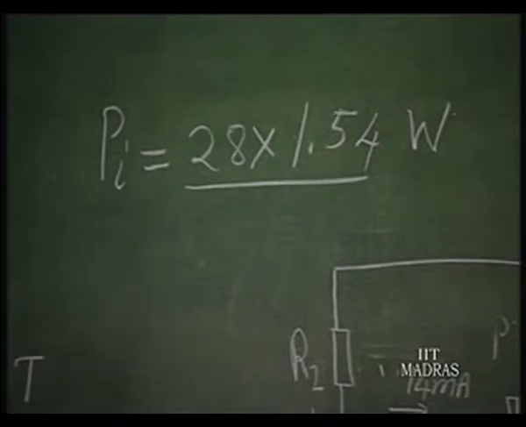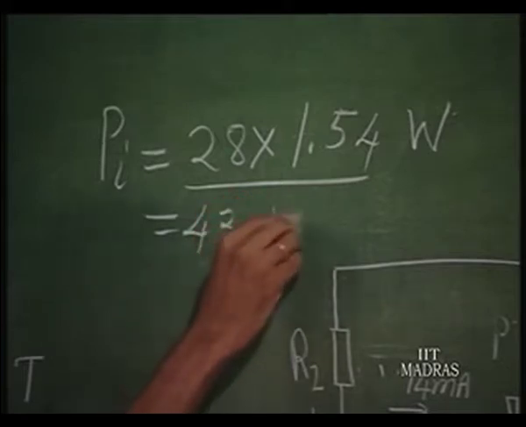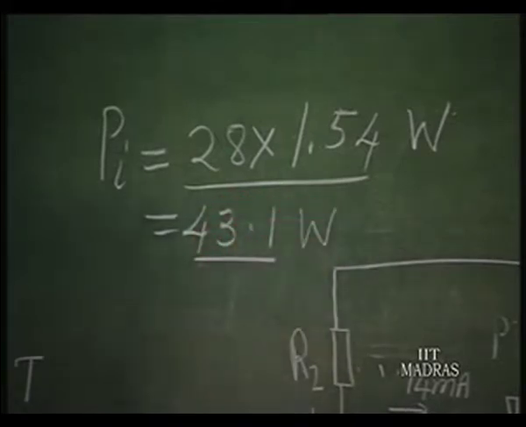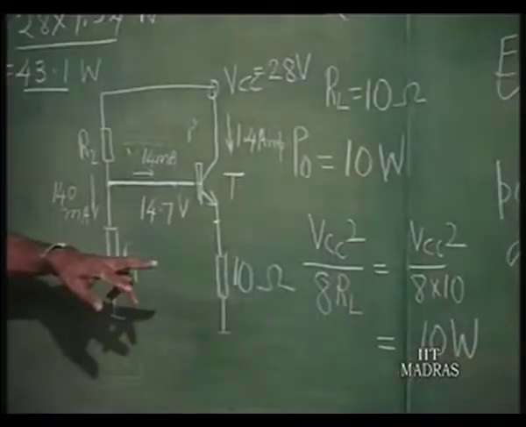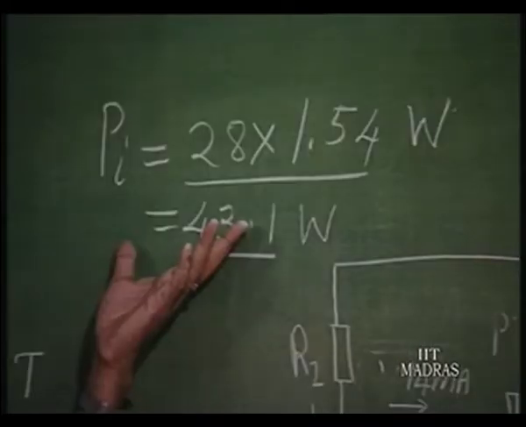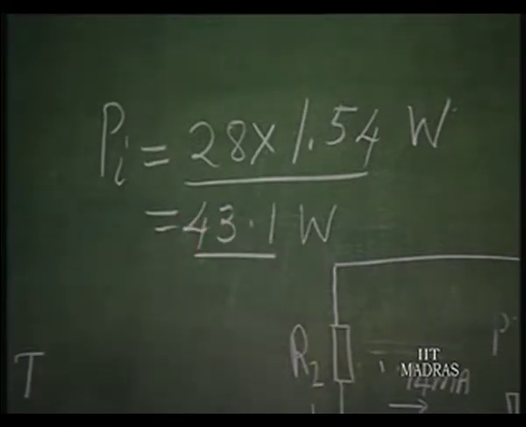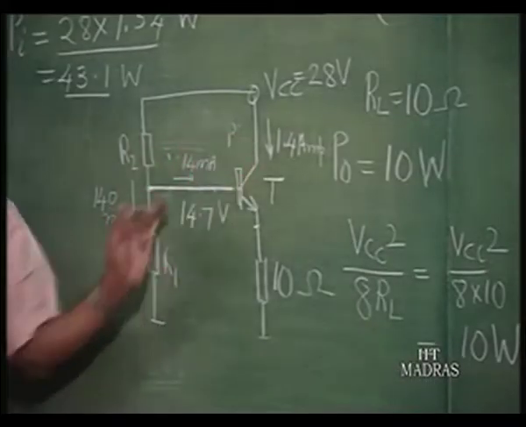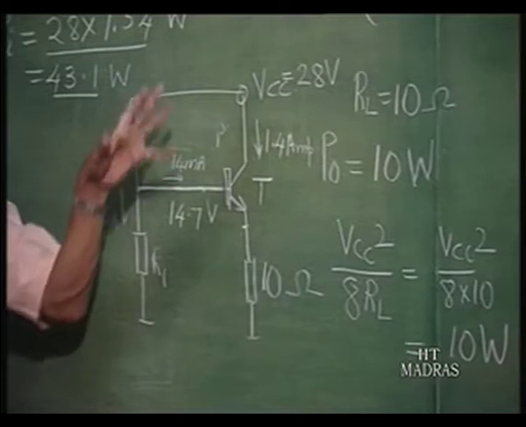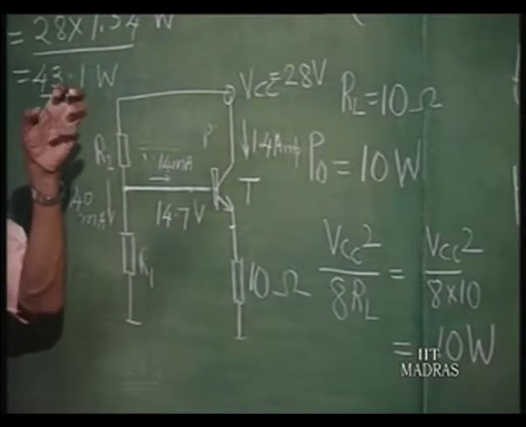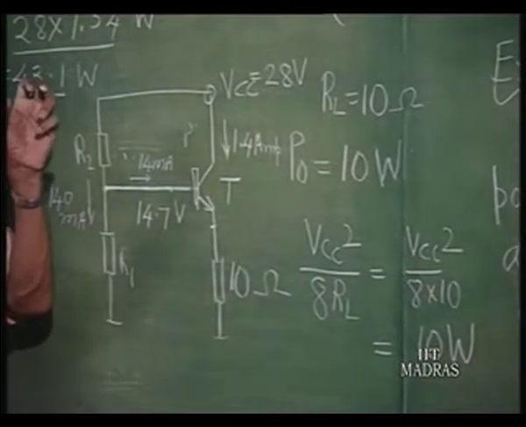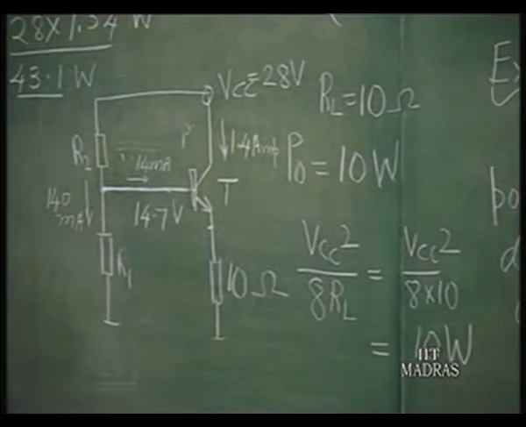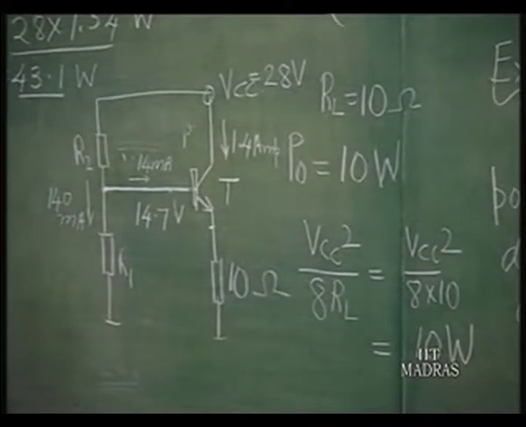Okay, how much? 43.1 watts. So, you can see that that is 10 watts, this almost 4 times that, right. Now, because we have included other bias, these things, etc., it is less efficient than what we have considered. Best efficiency is 25%, right. So, less efficient than that.